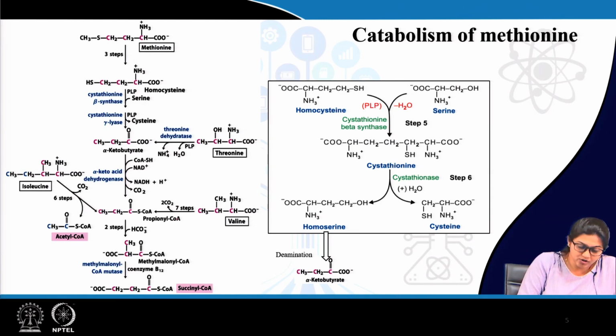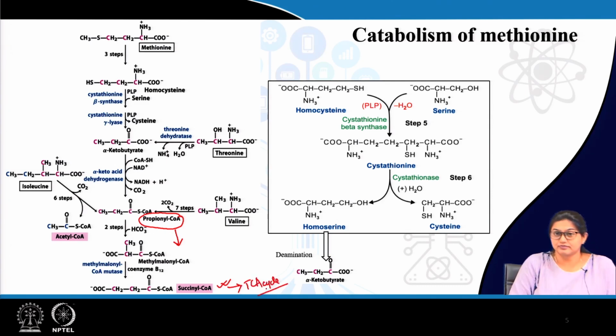or it can undergo catabolism to form propionyl coenzyme A. So, the end product of methionine catabolism is propionyl coenzyme A, and you know the fate of propionyl coenzyme A via methylmalonyl coenzyme A formation. It forms succinyl coenzyme A, and the succinyl coenzyme A can enter the TCA cycle. So, that is why methionine is called a glucogenic amino acid. Now, how is this propionyl coenzyme A formed?